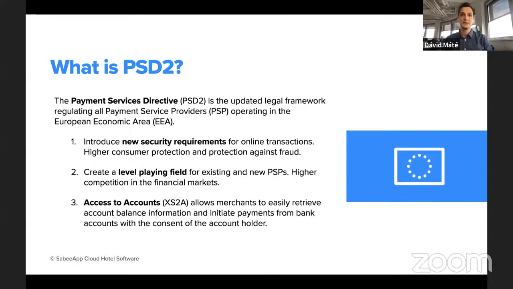It thrives innovation, new technologies, better conditions. So when handled correctly, it's just better for all of us involved. And the third point that I wanted to highlight was this so-called access to accounts, which is a technological environment which is slowly being rolled out.